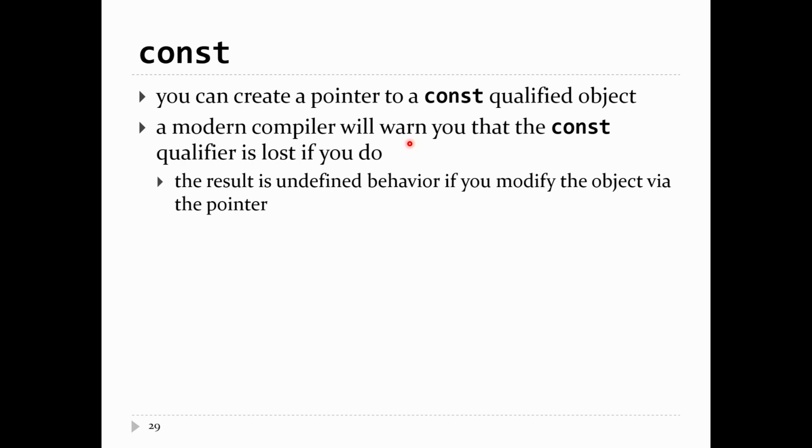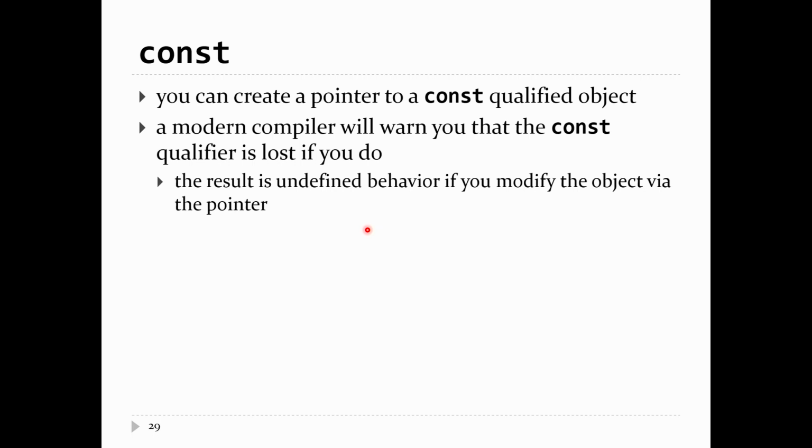The standard says that if you do this, if you ignore the warning, anything can happen. The value of the object might change, the value of the object might not change, the value of the object might change to something that you don't want it to, or the program might crash. Anything can happen. So here's an example.